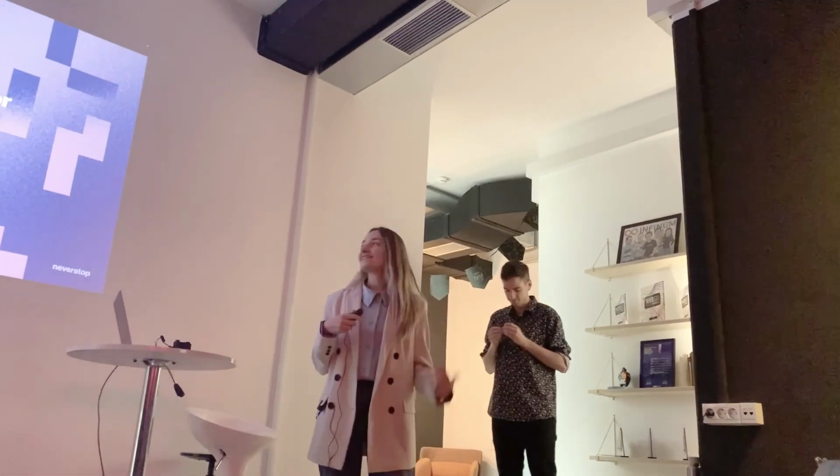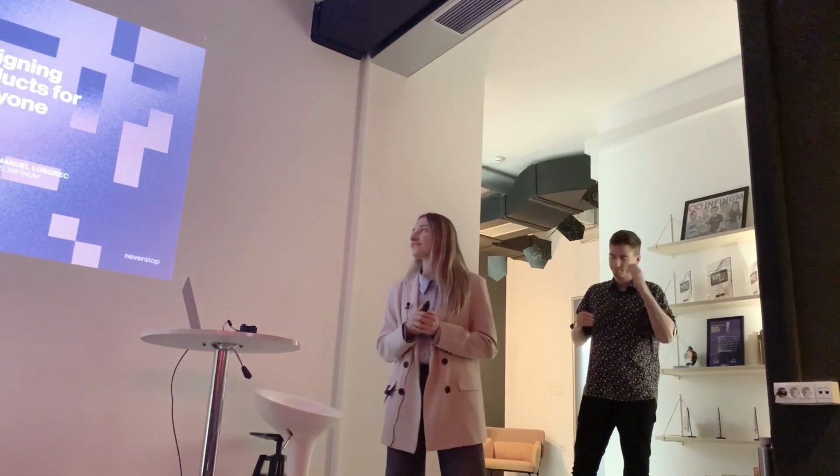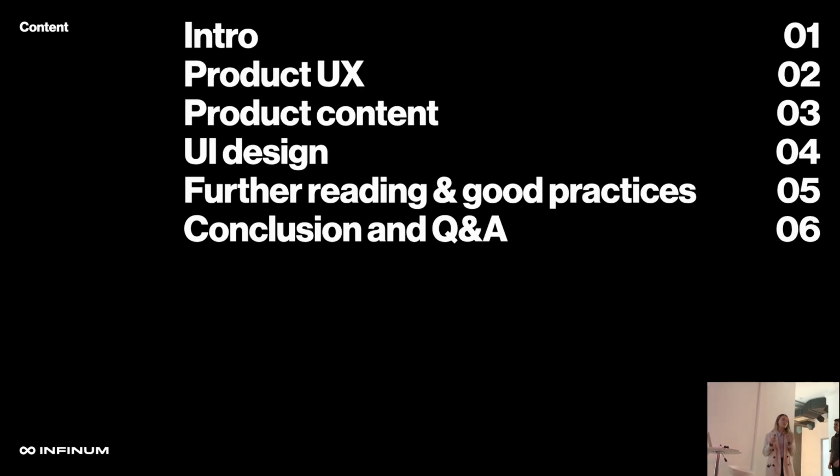Now Emanuel and myself will show you how to design products with accessibility in mind. So we will go through different design phases and talk about different accessibility criteria we can implement in those phases. We will talk about the UX phase, about shaping product content, then when we design the overall UI and design systems, and we will finish off with some good practices and further reading for you. And of course, at the end, you will get a chance to ask us questions.